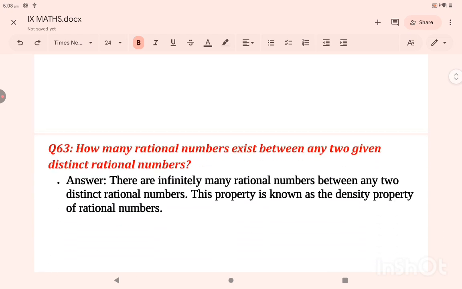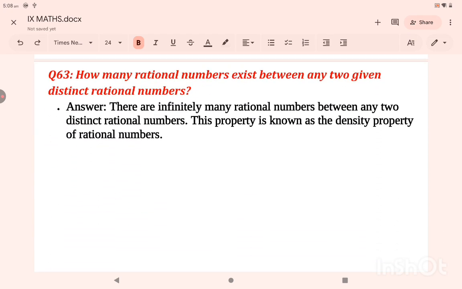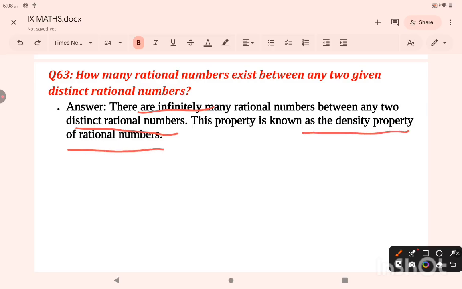Now next one, 63. How many rational numbers exist between any two given distinct rational numbers? There are infinitely many rational numbers between any two distinct rational numbers. This property is known as the density property of rational numbers. According to the density property, the rational numbers in between any two rational numbers are infinite.